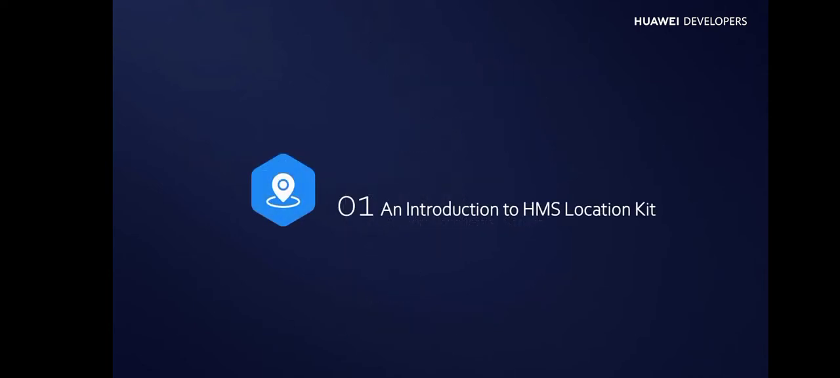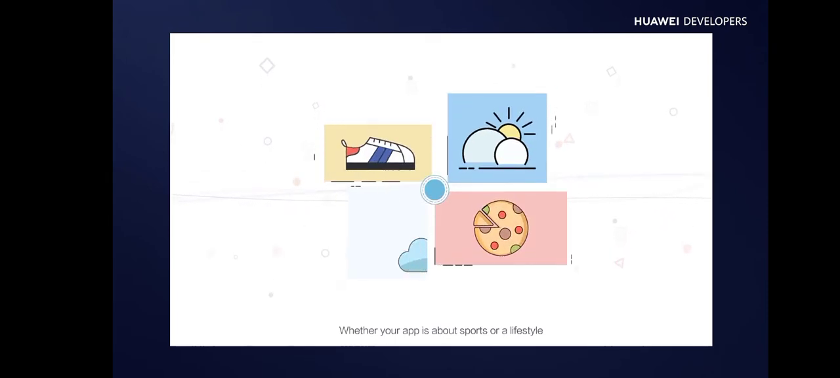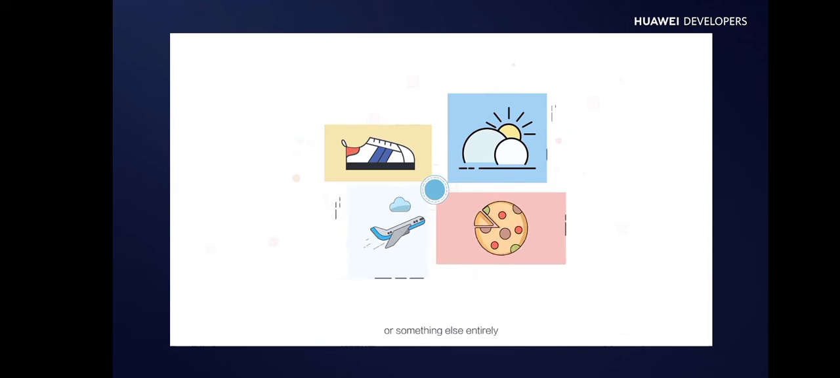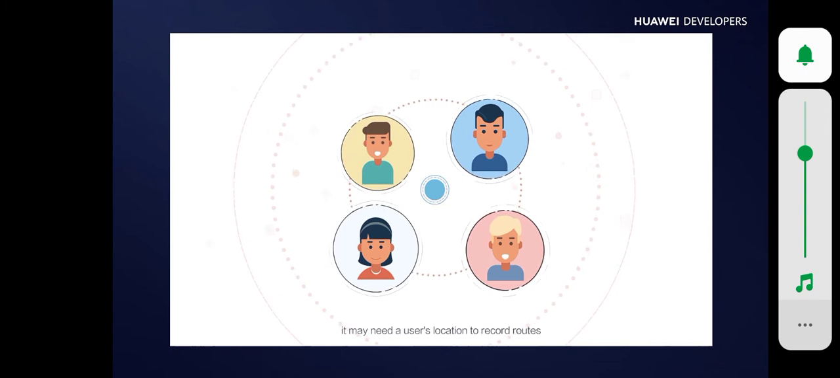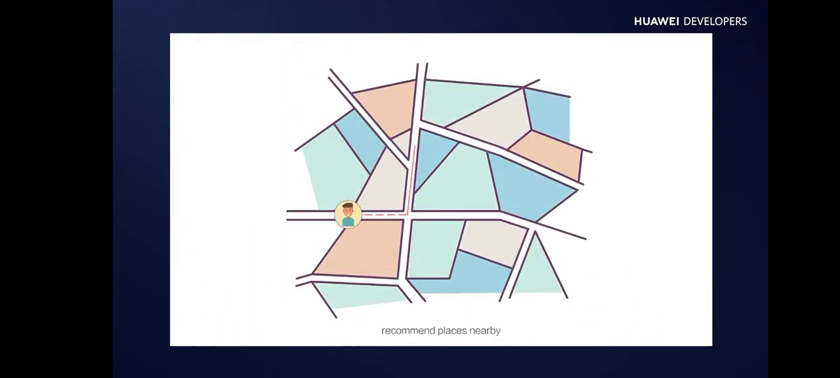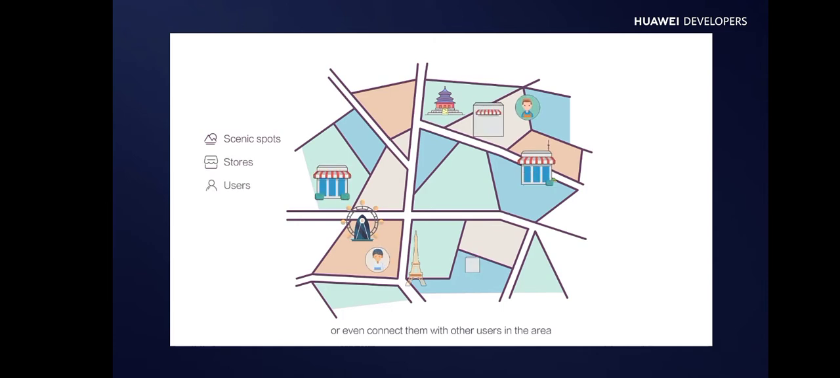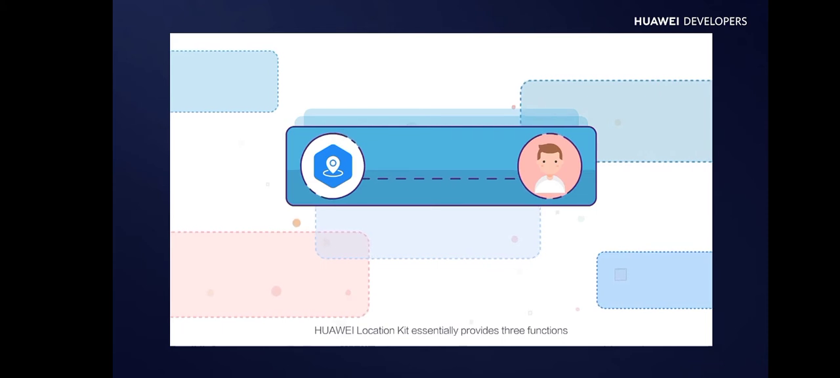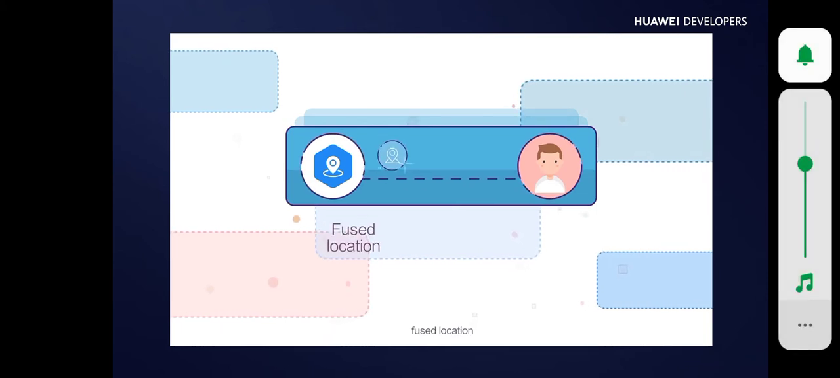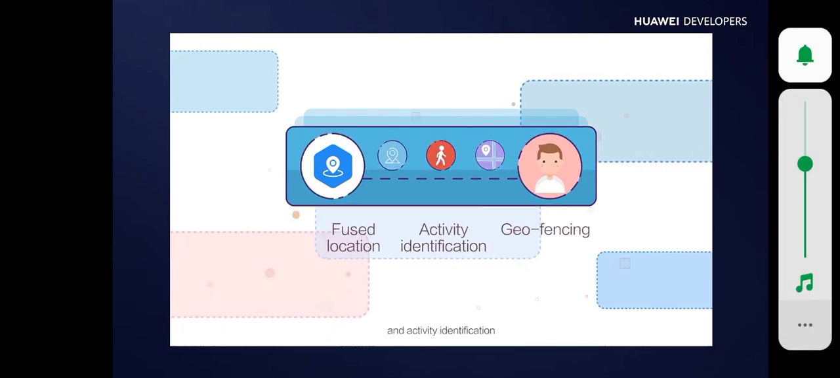Introduction. Whether your app is about sports or a lifestyle, or something else entirely, it may need a user's location to record routes, recommend places nearby, or even connect them with other users in the area. Huawei Location Kit essentially provides three functions: fused location, geofencing, and activity identification.